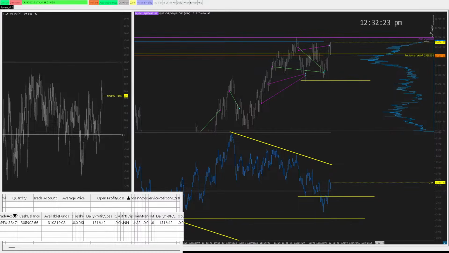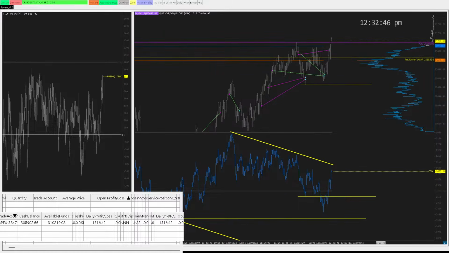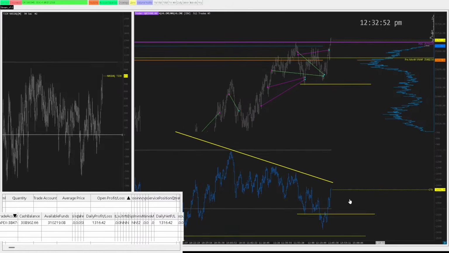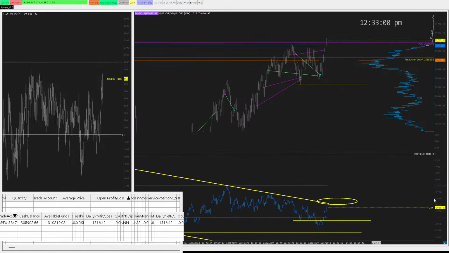Again, I'm not taking this trade here, guys, because it's lunchtime for me. Daddy's got to eat. If we get a break in this little downtrend line here on the order flow, like if this area breaks, right, then we pretty much know that we're going back up to delta neutral.